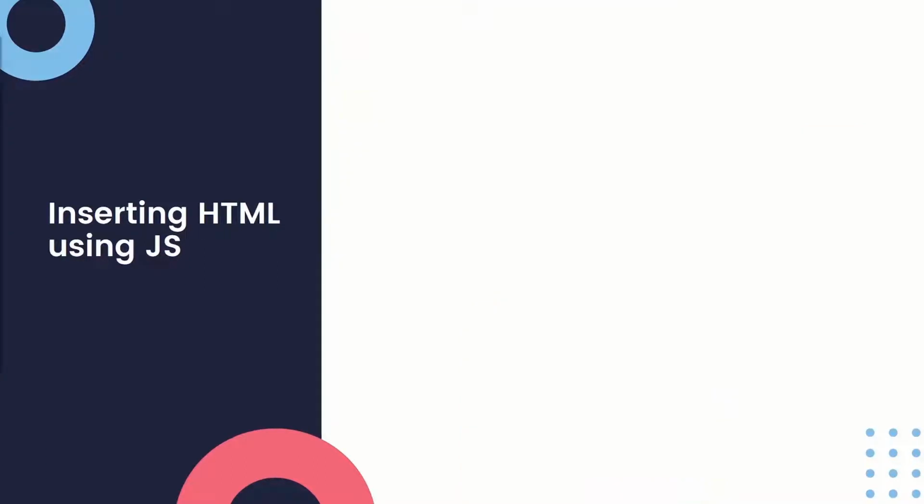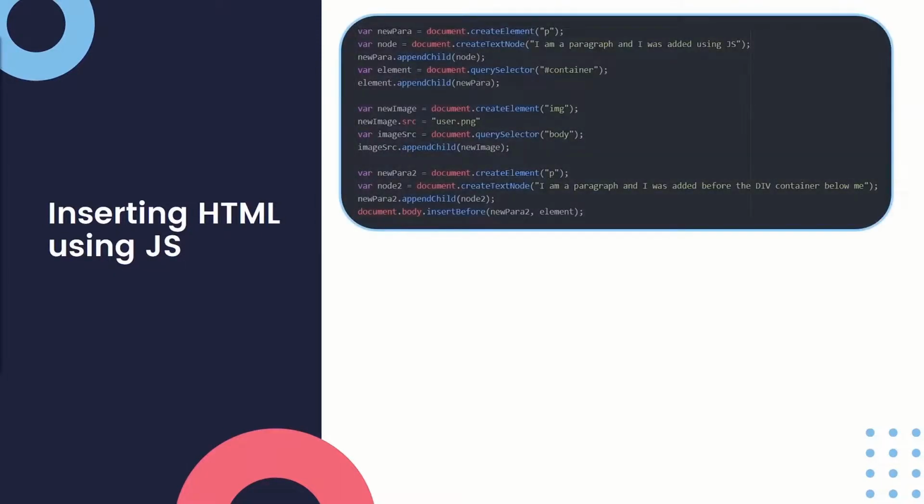Now, with all things being equal where our HTML code is concerned, what happens in the event that we actually want to insert an element before any given element? Well, here's an example of that. In this example, it's the exact same code. The only difference here is we've got a new block of code at the bottom where we created a new paragraph of new para 2, which is a P element, which is a paragraph tag, of course.